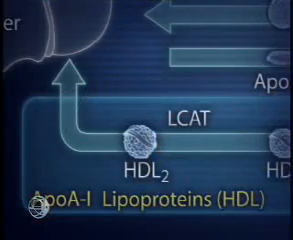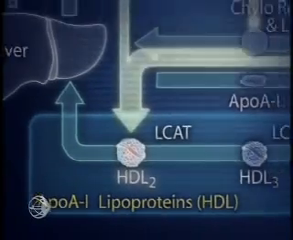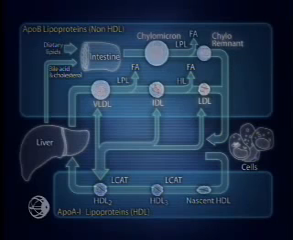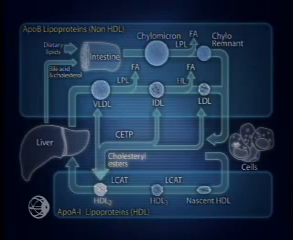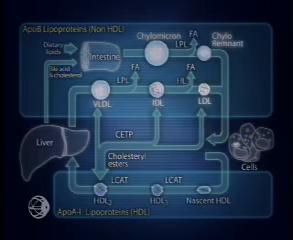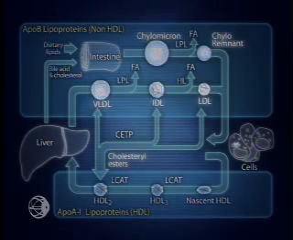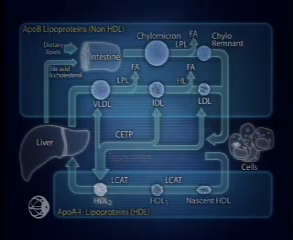Now rich in cholesterol esters, HDL2 engages in an exchange with triglyceride-rich lipoproteins, mediated by cholesterol ester transfer protein, CETP. Cholesterol ester from HDL2 is transferred to ApoB-containing lipoproteins in a 1-to-1 exchange for triglycerides. The result: further cholesterol enrichment of ApoB lipoproteins and triglyceride enrichment of HDL.